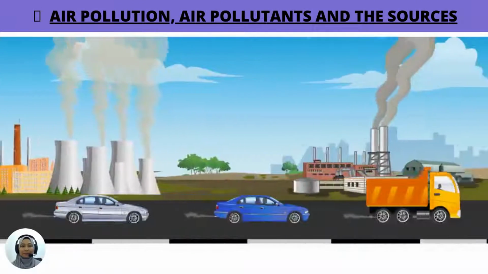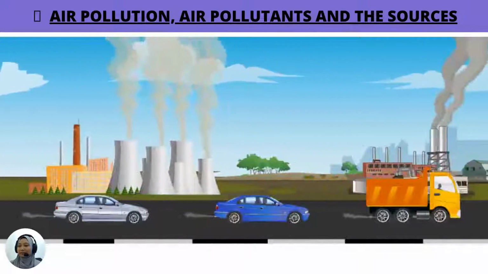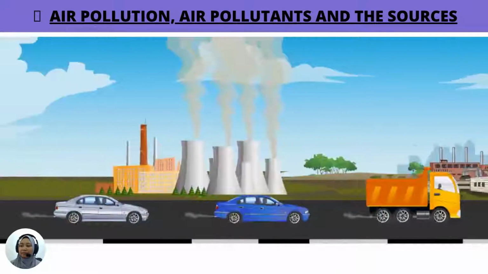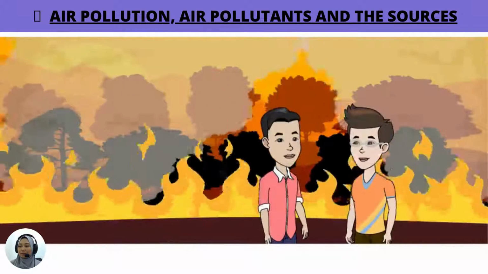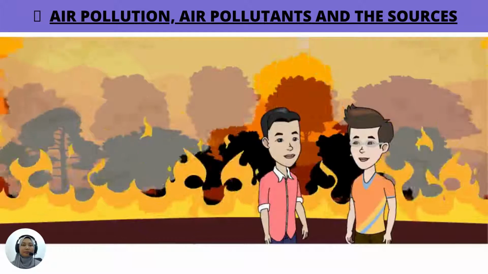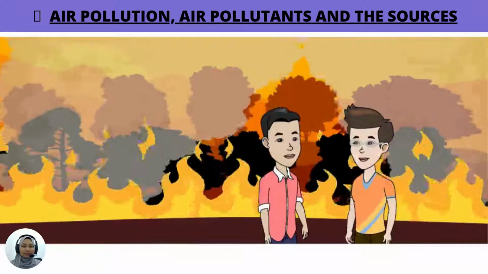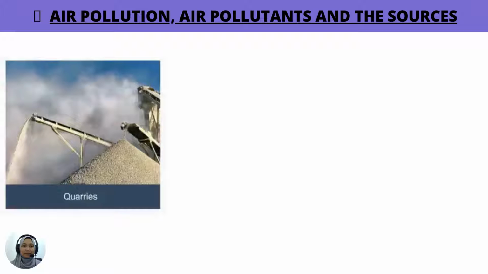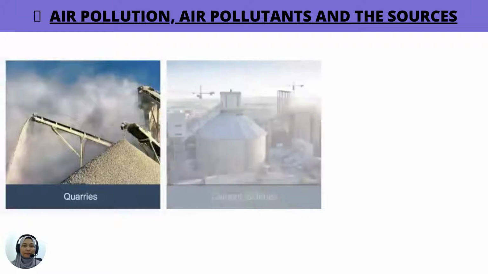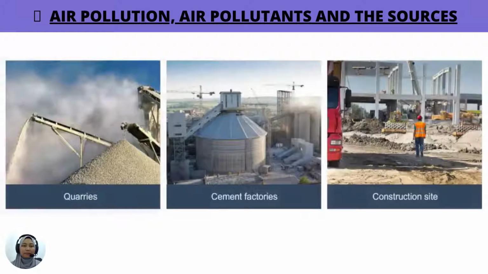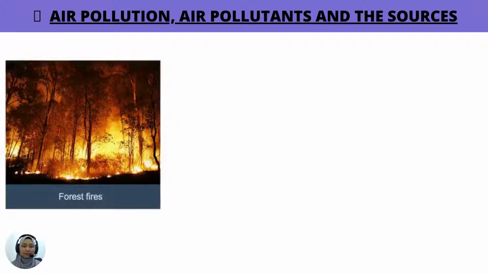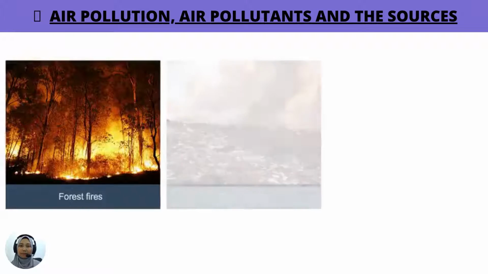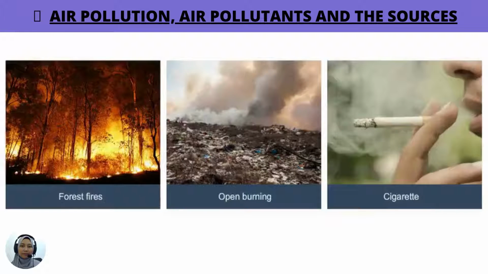Air pollution occurs when pollutants are in the air. Haze is an example of air pollution. Air pollution affects the quality of air, threatens the health of living things, and makes the environment unclean. Dust and soot come from the quarries, cement factories, and construction sites. Smoke, soot, and dust come from forest fires, open burning, and cigarettes.